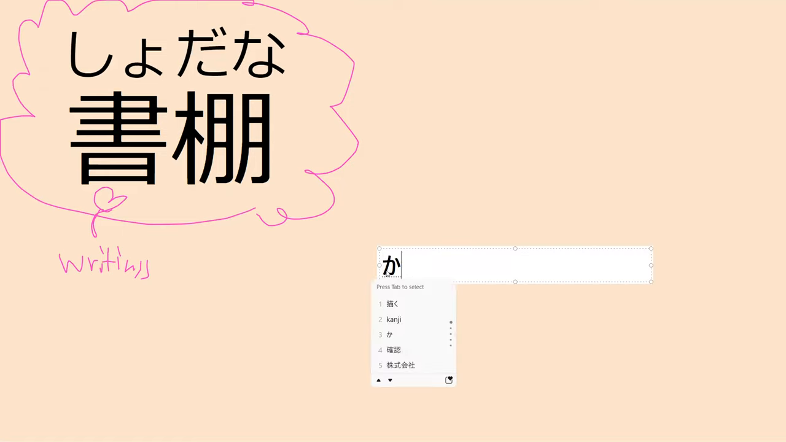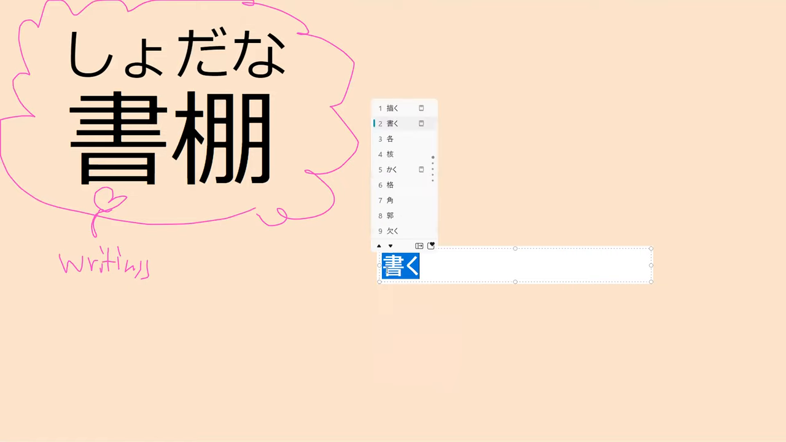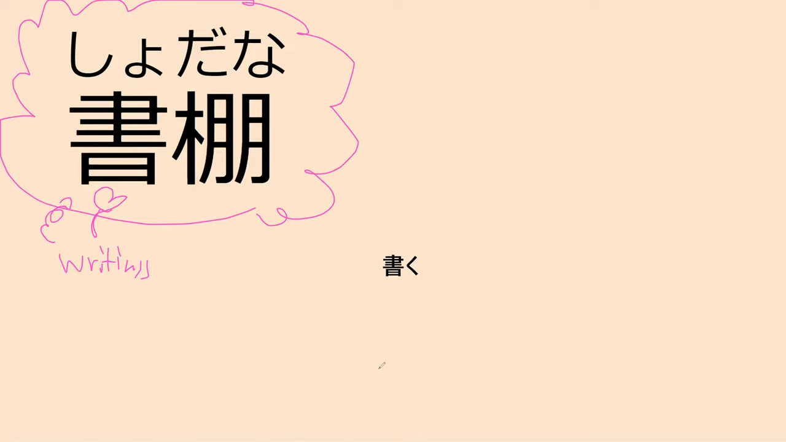Oh, not that kaku, that's to draw. Kaku. To write. It also shows up in the word for documents and things like that. Anything with writing in it, you can use shō for that. So dana is shelf. So shōdana is a bookshelf. Bookshelf.